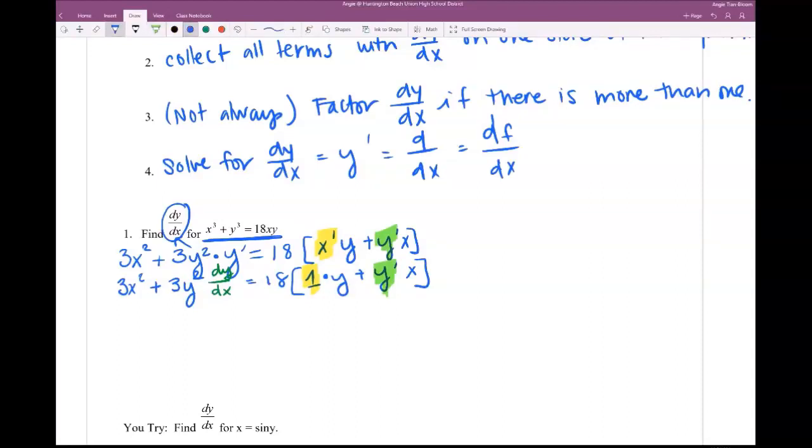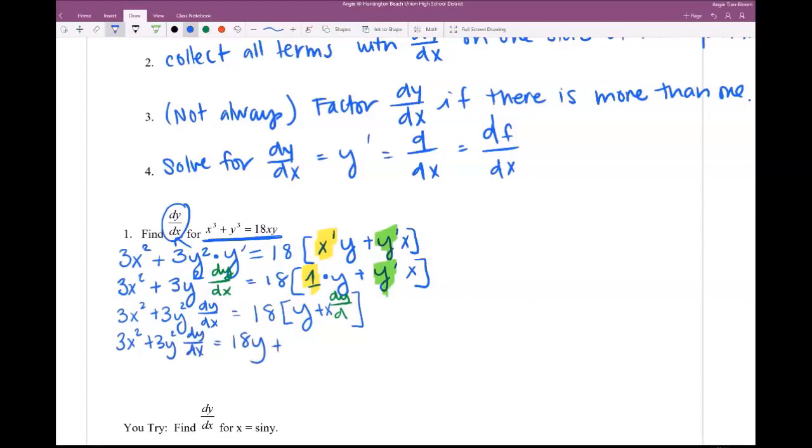So from here, I'm writing everything down so that way you can see, especially coming from a video notes, I'm not in front of you. 1 times y is y. Y prime is now, I will change that to dy dx, okay? And then I'm going to write x in the front, like that. Okay, so from here, I will distribute the 18. So 3x squared plus 3y squared dy dx equals 18y plus 18x dy dx.